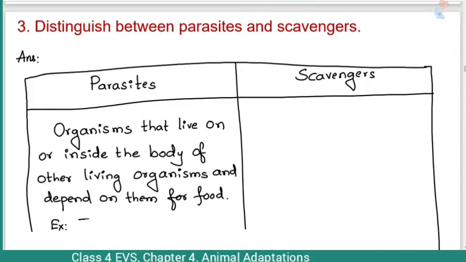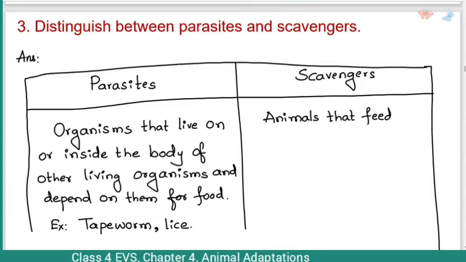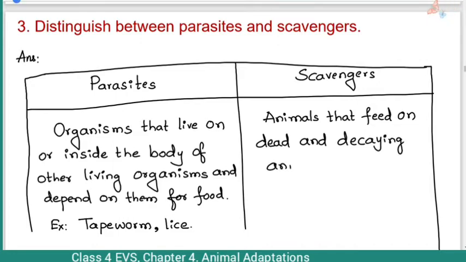Example: tapeworm, lice. So these are the two parasites, tapeworm and lice. Scavengers are animals that feed on dead and decaying animals. Examples of scavengers are jackal and wild dog.